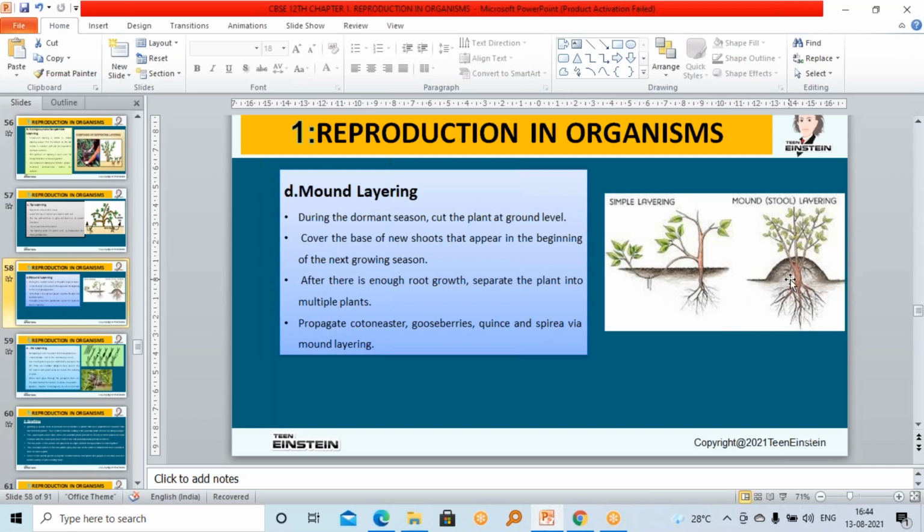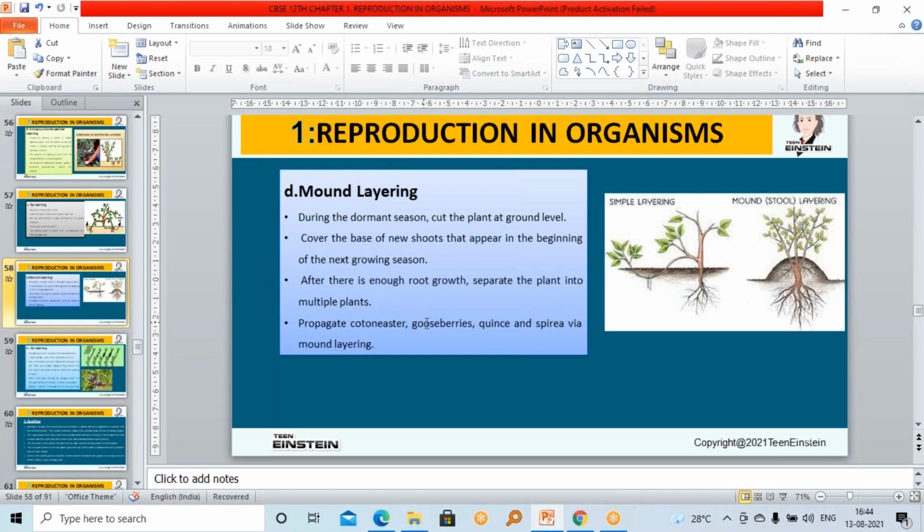Quince, gooseberries, then I said apple. For fruit trees like apple, we are using this method. So in mound layering, in the dormant season, we are cutting the plant at ground level and covering the base of new shoots that appear in the beginning of the next growing season. And after there is enough root growth, separating the plant into multiple plants.